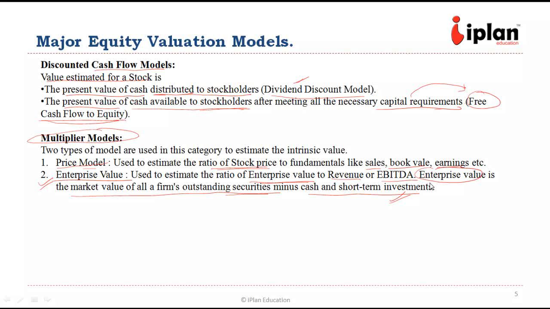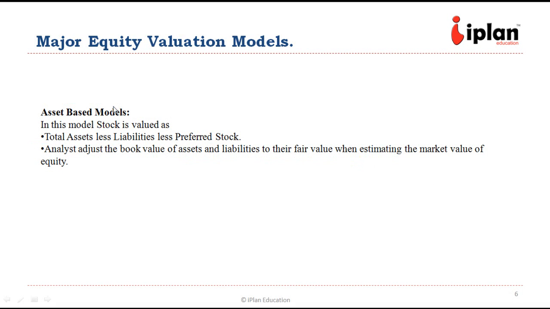Another kind of models are asset-based models, where we look at total assets, less liabilities, less preferred stock. Whatever is left belongs to the equity shareholders. So we can value that, and these assets will give us some idea about the value of the company. The book value of assets and liabilities are to be adjusted to the fair value. So the analyst will adjust it to the fair value and estimate the market value of the equity.